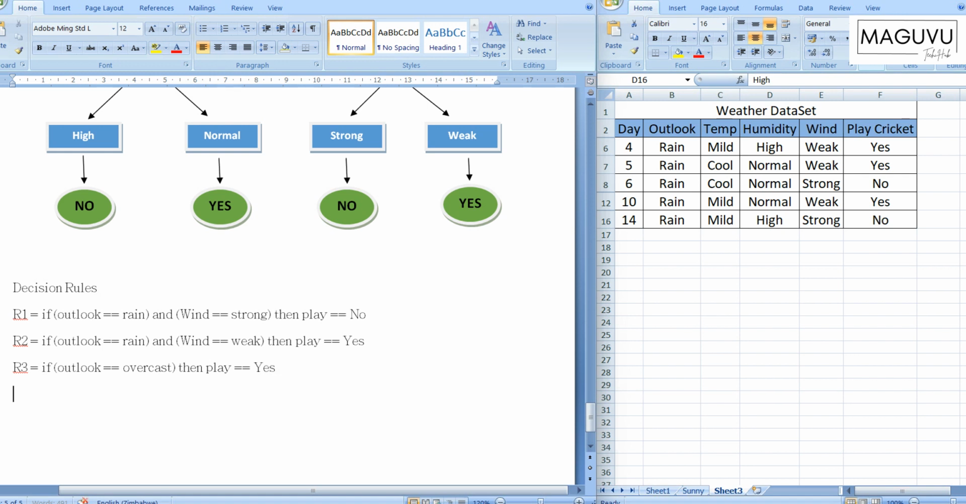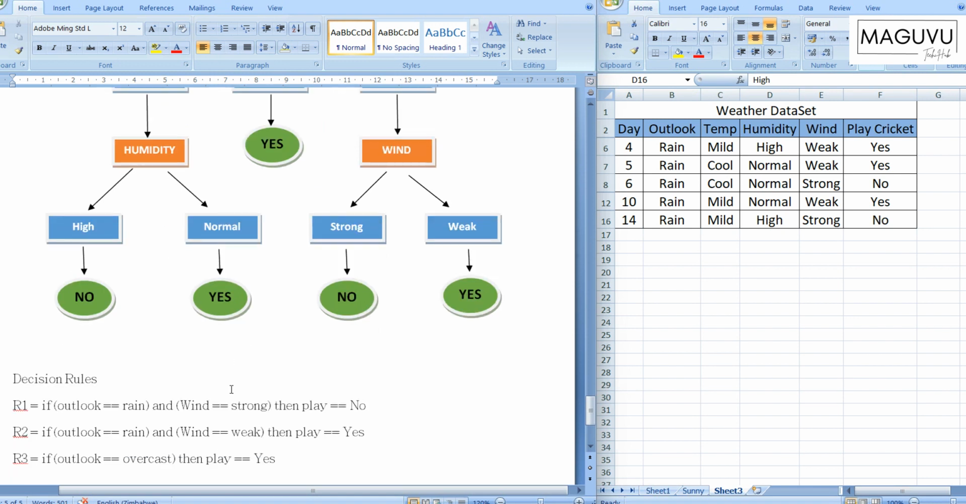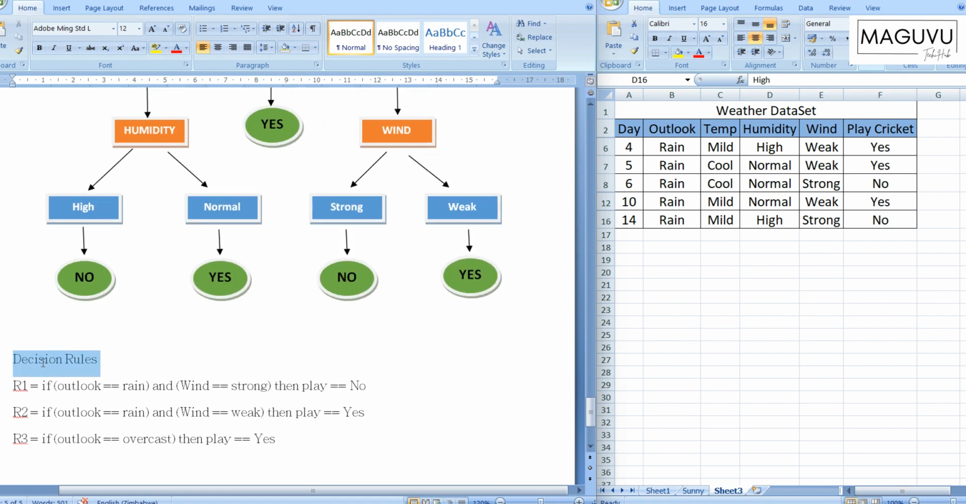You could further create other decision rules, such as on the sun branch, where if outlook is sun and humidity is high, then no. If outlook is sun and humidity is normal, then yes. So that's how you create your decision rules after you have come up with a decision tree. Go ahead and create the two other rules using Outlook Sun. So this is how you use the ID3 algorithm to create a decision tree.